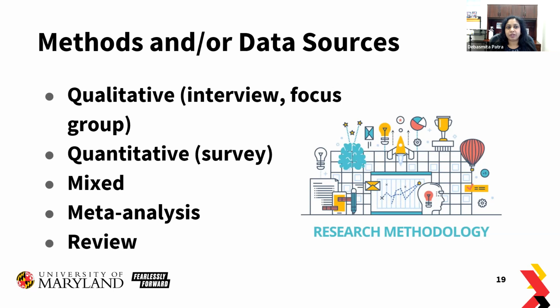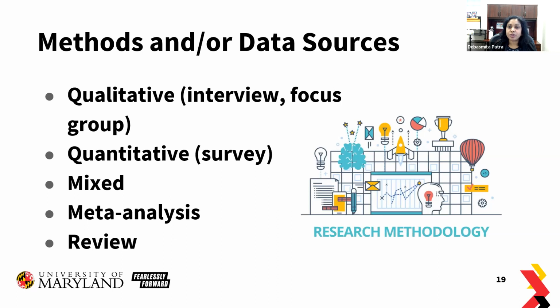So, for example, in human subjects, which most of us do, the work is qualitative, or could be quantitative. In qualitative, we have interviews, focus groups, ethnographic studies, and so many varieties. Similarly, in quantitative, you have surveys and other types of resources or methods that you can use.